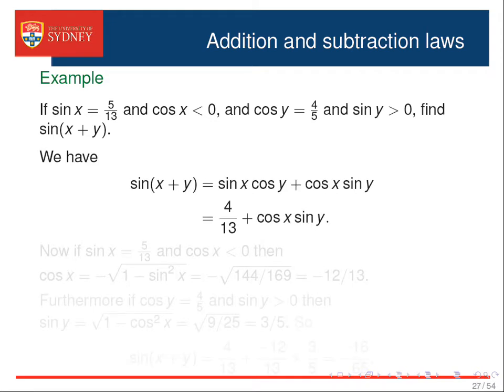Well, using the addition formula, we know that sine of (x plus y) is sin x cos y plus cos x sin y.